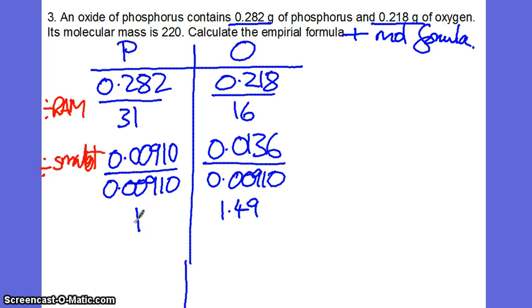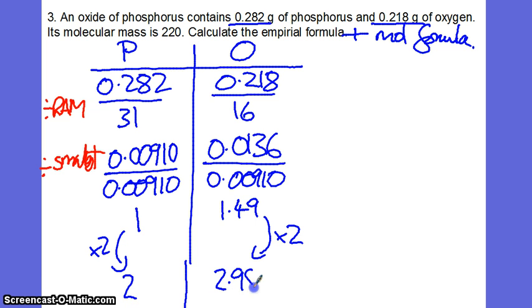Effectively, 1 to 1.5. Now that's not good enough as a ratio, we need a whole number ratio, so if we scale both sides up by, well, let's say we double both sides, we effectively get to 2 and 2.98. 2 to 3. Bit of a typo. So our empirical formula, okay, is P2O3.